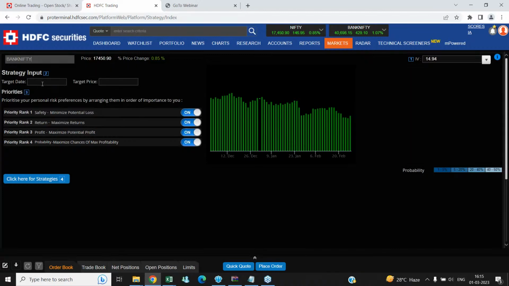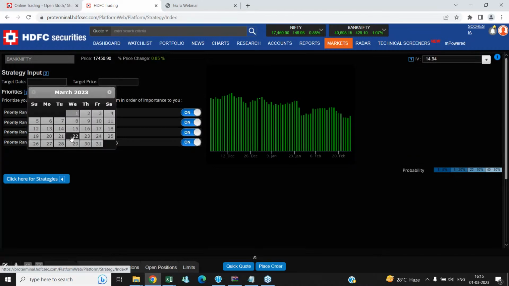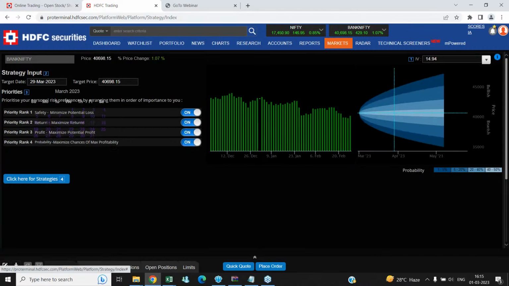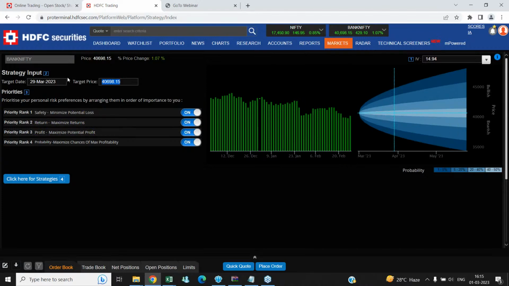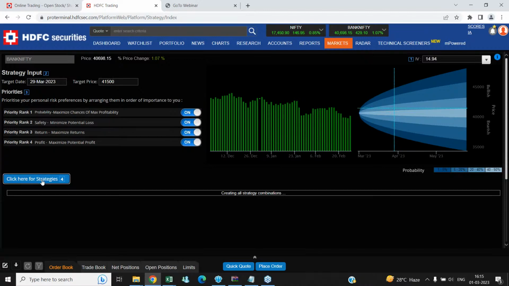Now you initiate Bank Nifty, and you have a target that on the expiry day, on 29th of March, if Bank Nifty reaches 41,500, then what is the ideal strategy we should do? Now you need to set the priority ranking based upon your priority. What exactly do you want first? You want a higher probability, maximizing the chances of profitability.